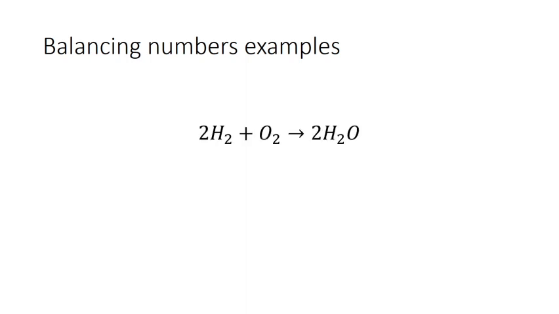So some examples. Here, all right, we look. We have 2H2, which means we have 4 H's. We have a subscript 2 here, so we have 2 O's. And over here we have 2 H2O, which means we have 4 H's and 2 O's.